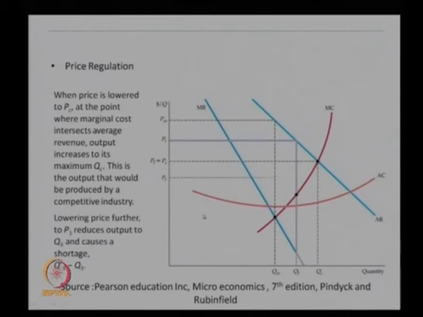Lowering the price further, to P3, reduces the output to Q3 and causes a shortage. Again, if you reduce the price to P3, that will cause a shortage, shown as Q3 by Q3 days, on the marginal revenue curve when price is regulated to be no higher than P1.